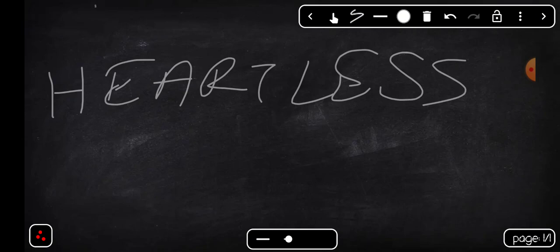Okay, the question is, how many independent words can heartless be divided into without changing the order of the letters and using each letter only once? That means we cannot change the order and we cannot use a letter more than once.